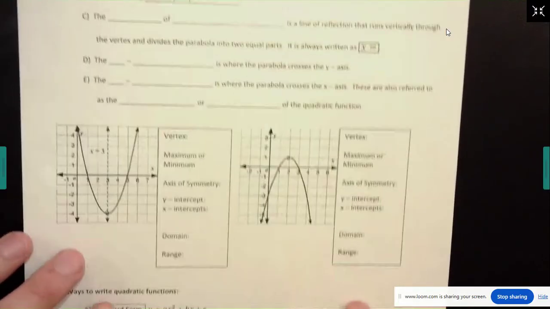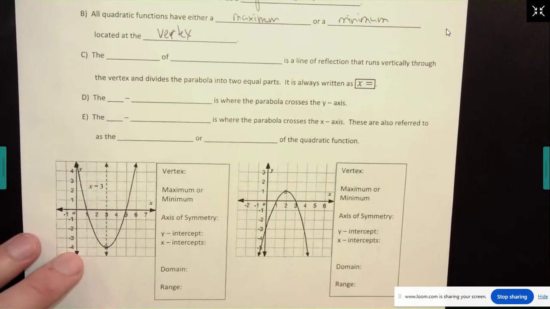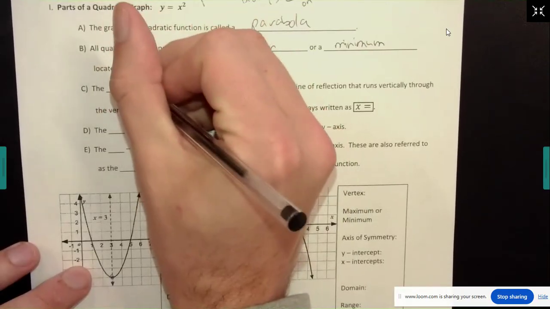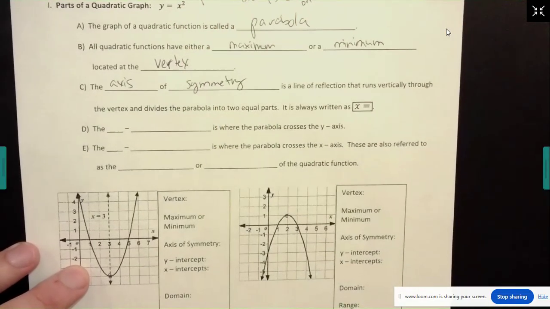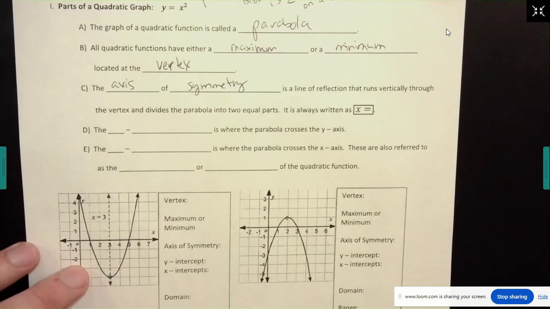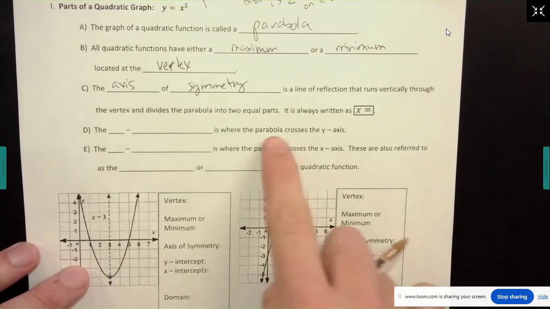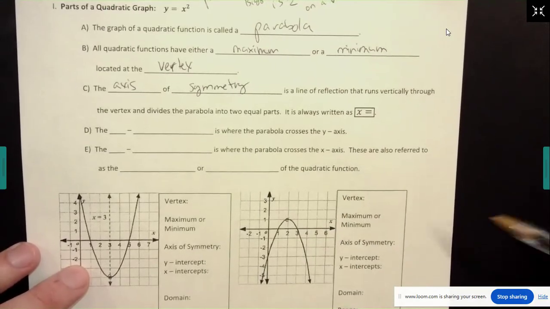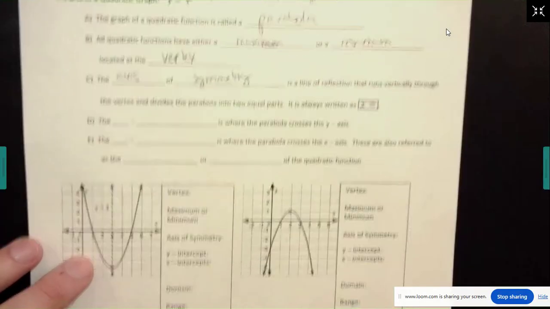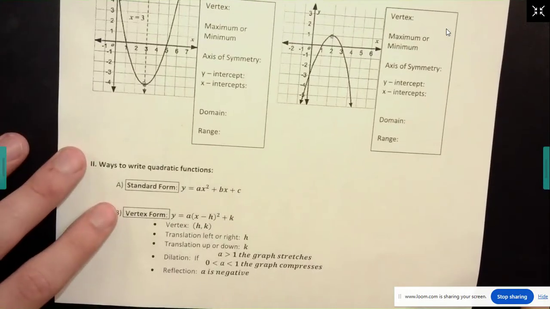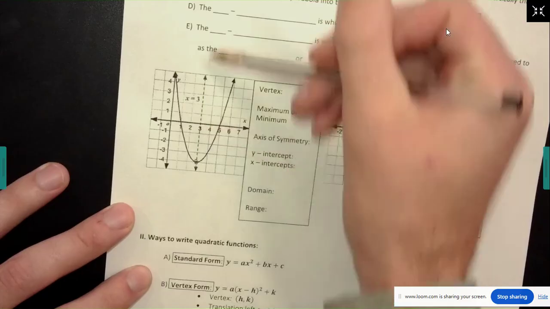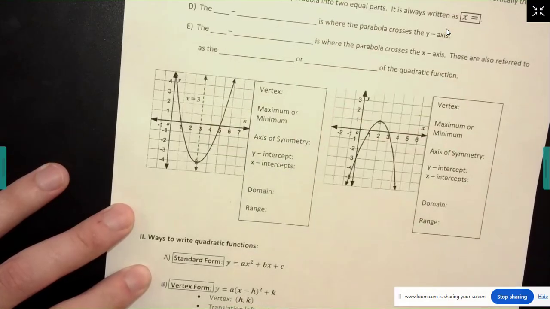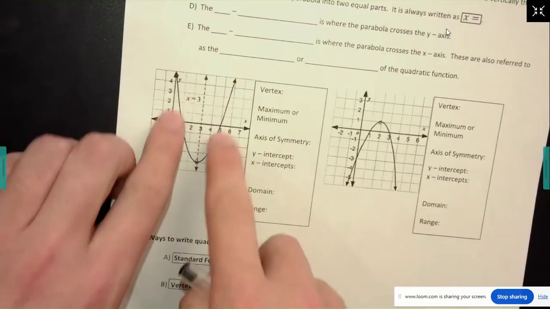So we also have the axis of symmetry, which is a line of reflection that runs vertically through the vertex and divides the parabola into 2 equal parts. It's always written as x equals something. So if you write x equals any number, it's going to be a line that goes up and down. And if you look at the one on the left here, I have that vertex. That axis of symmetry runs right through it, going up and down. And on each side, I have symmetrical parts, right?